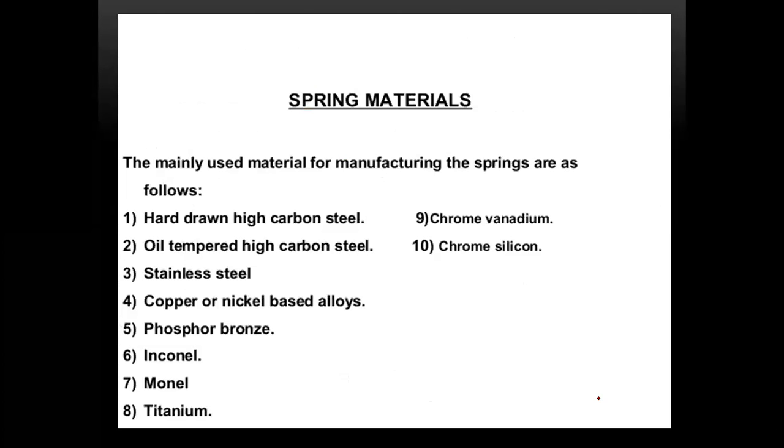Coming to the spring materials, the main types of spring materials. What are the materials used for springs? Hard drawn high carbon steel, oil tempered high carbon steel, stainless steel, copper or nickel based steel, phosphor bronze, inconel material, monel material, titanium material, chrome vanadium material, chrome silicon material. So these are the various types of materials used for spring manufacturing.